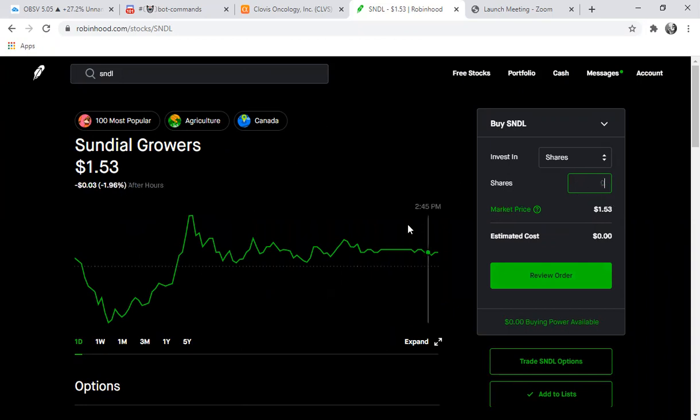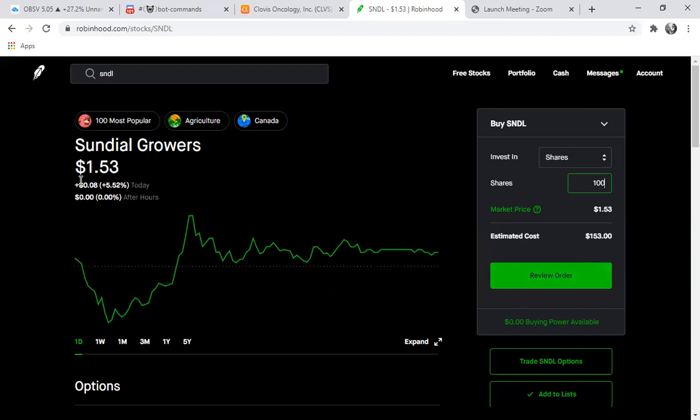Again, you can do however many you want. All right. So the idea is to profit, of course. So let's say you do buy 100 shares of Sundial Growers. Every time Sundial Growers goes up, your money goes up, the money that you originally invested. So the $153 that you invested into Sundial Growers, as you can see, the number is moving. So when it goes up, your money goes up.